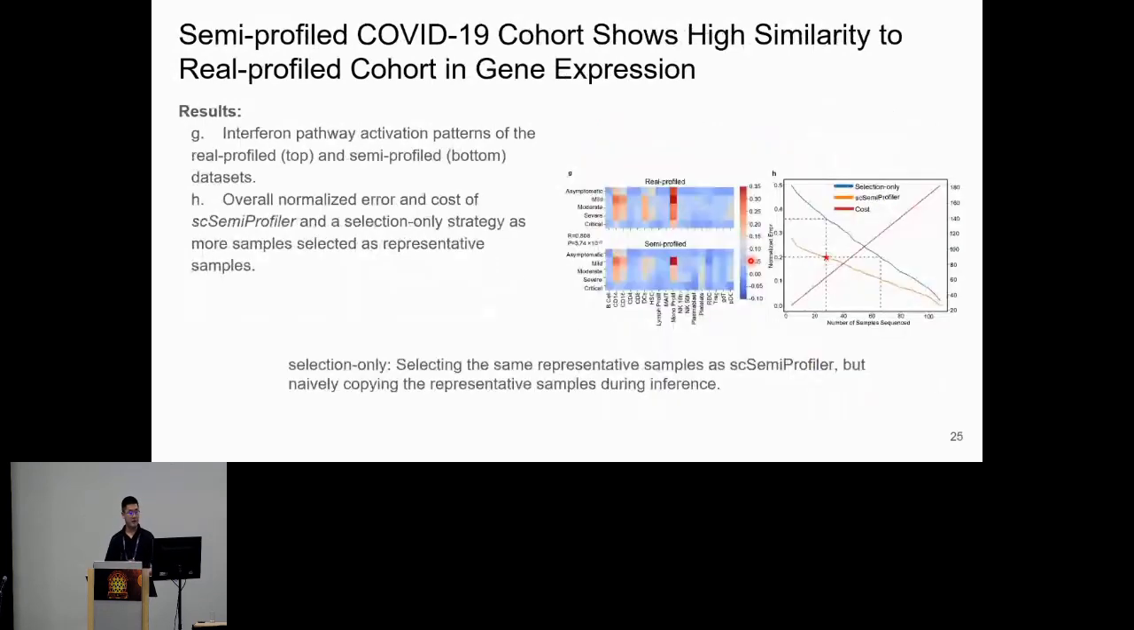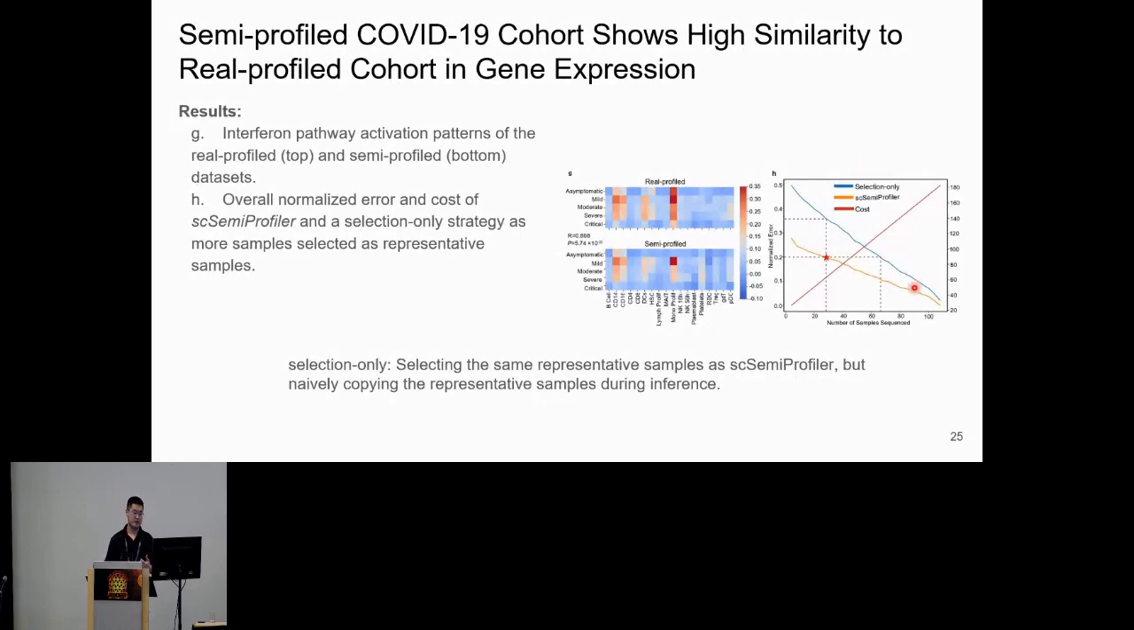Then we also show that if we evaluate the similarity using gene expression values, the two data sets are also similar. The real profile cohort and semi-profile cohort have similar interferon pathway activation patterns. And in the panel on the right-hand side, we show as more samples are selected as representative samples, we can gradually decrease the error quantified using gene expression value.